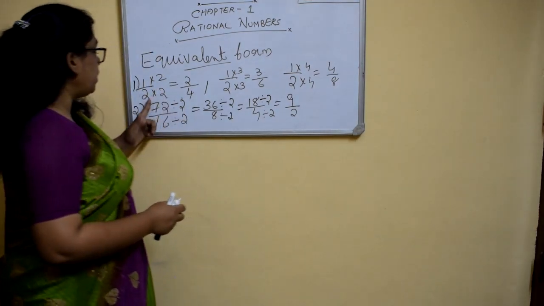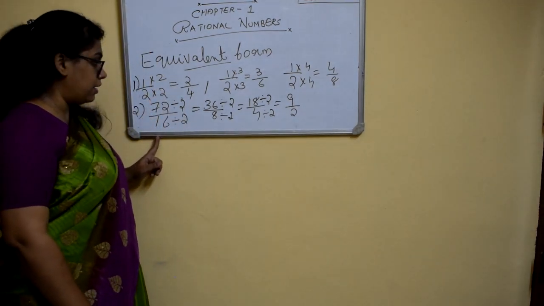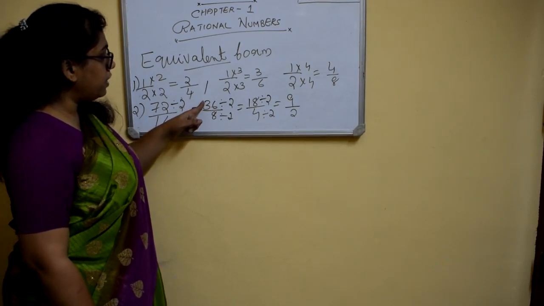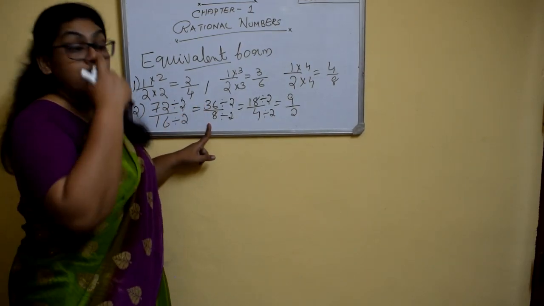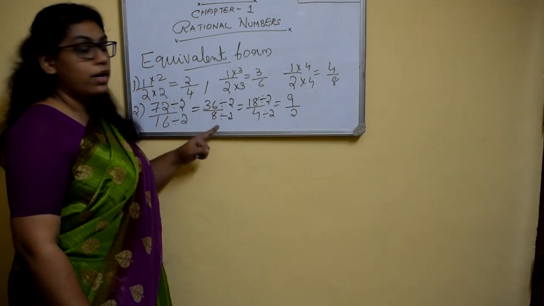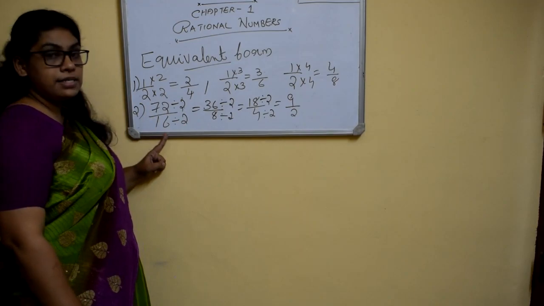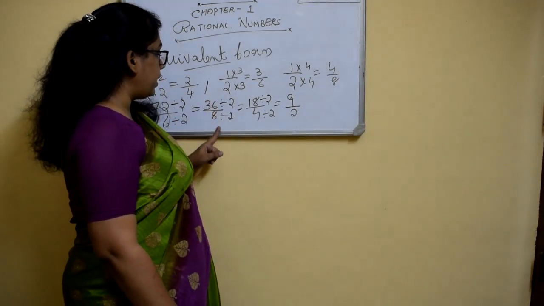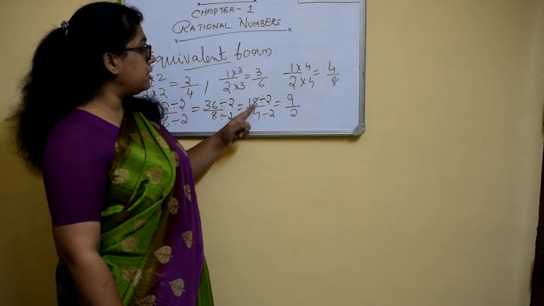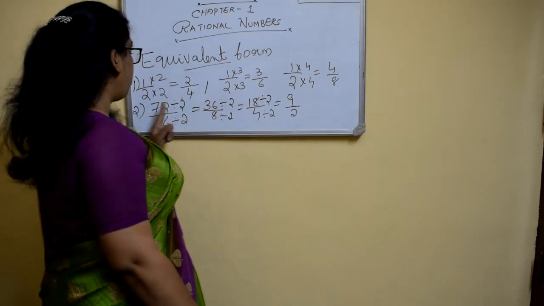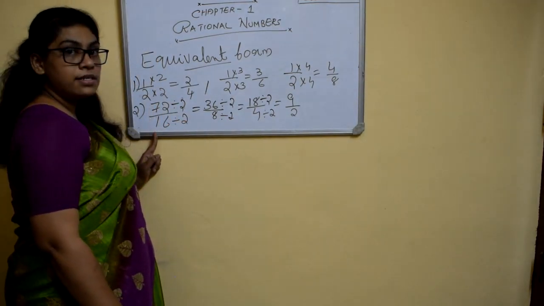Now 72 by 16 is our rational number. If we divide the numerator and denominator by 2, we get 36 by 8. This 36 by 8 is an equivalent form of 72 by 16. In the same way, dividing 36 by 8 by 2 gives 18 by 4. This 18 by 4 is also an equivalent form of 72 by 16.